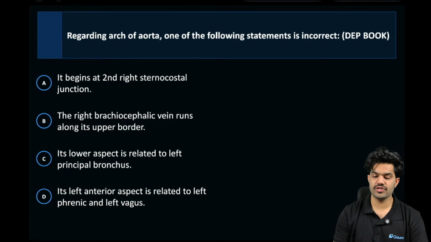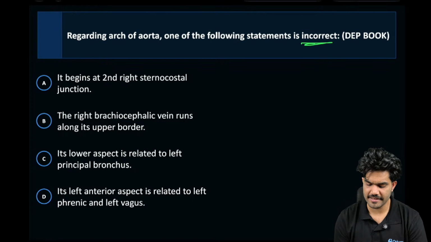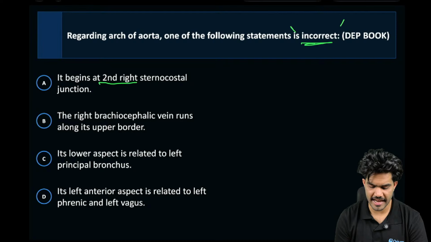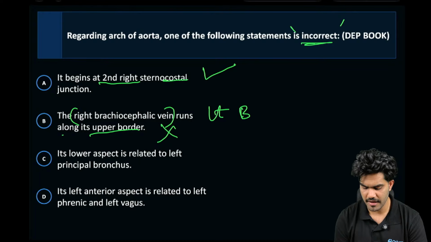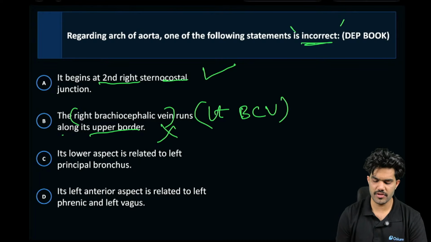Let's talk about the arch of aorta. One of the following statements is incorrect. It begins at the second right sternocostal junction. Yes, true. The right brachiocephalic vein runs along its upper border. No. Which brachiocephalic vein? Again, a repeated question. Left brachiocephalic vein.